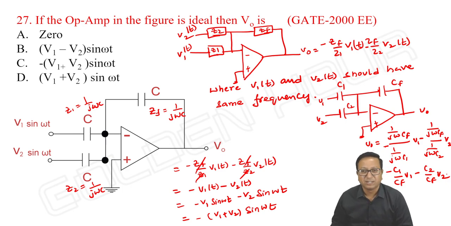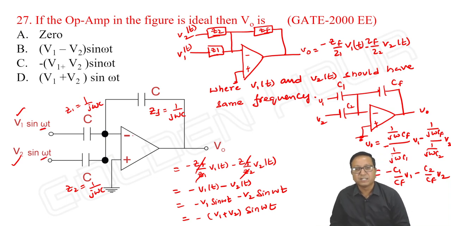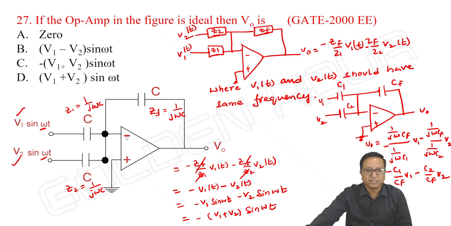It's a general thing. And you can have inductors also, doesn't matter. So if you have reactive terms, what do we do? The condition is both V1 and V2 should have the same frequency. Then only we can write Z1, Z2, ZF properly. Otherwise, okay. Like this, we can do this. So what is the correct answer? C.